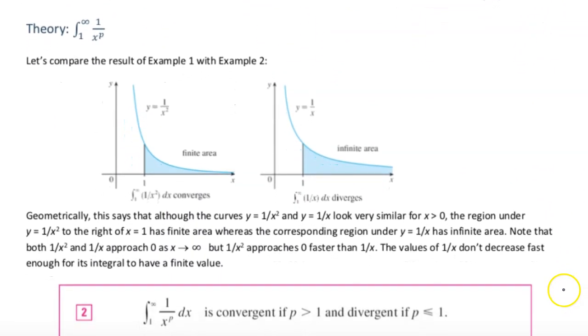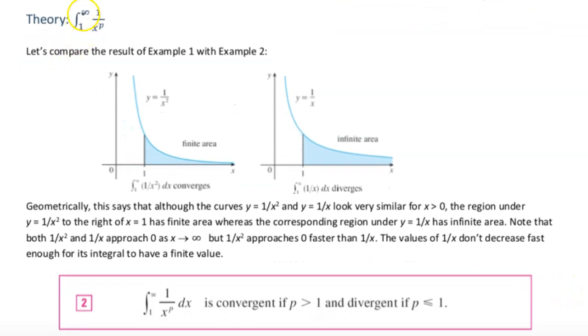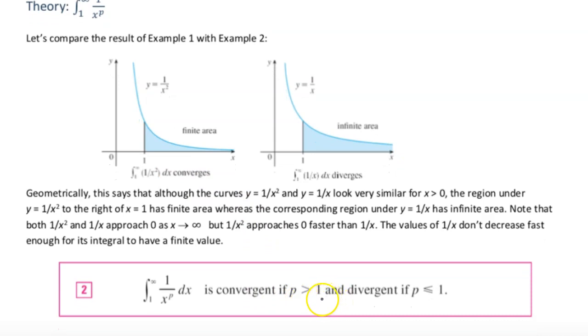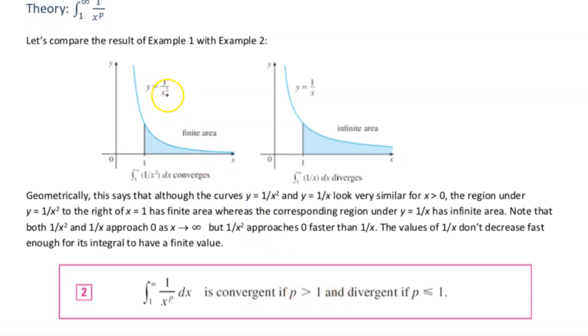And so this is for the unique situation when we have an integral from 1 to infinity, and we've got this in the form of 1 over x to the power of p. And so looking back at these two examples, we found that if p is equal to 1, we have an infinite area. If p is equal to 2, we have a finite area. And so if p is greater than 1, this is convergent, like we found with this 1 over x squared. And if p is less than or equal to 1, this is divergent. We've got an infinite area.